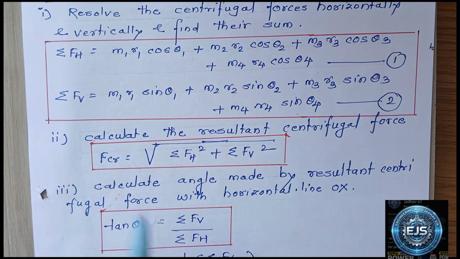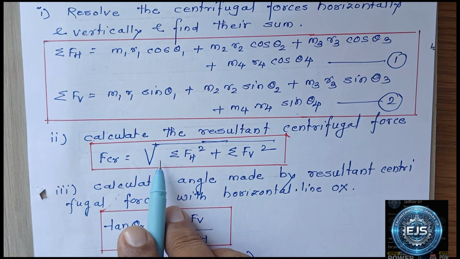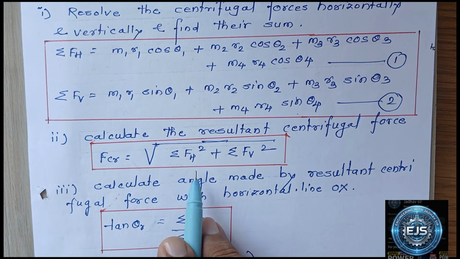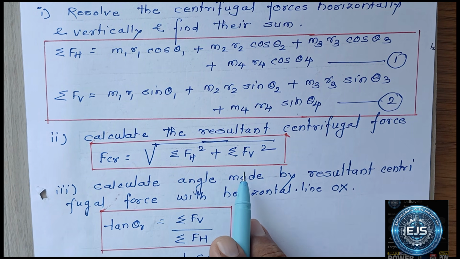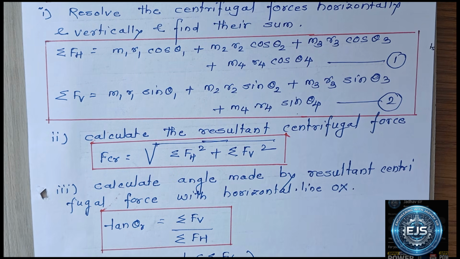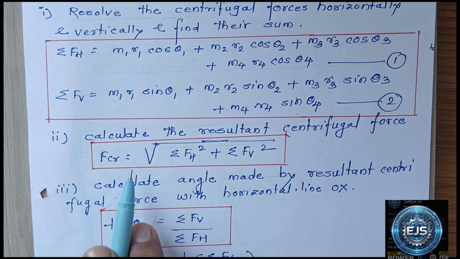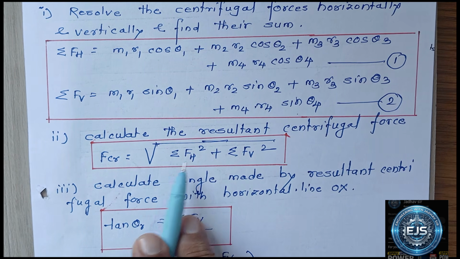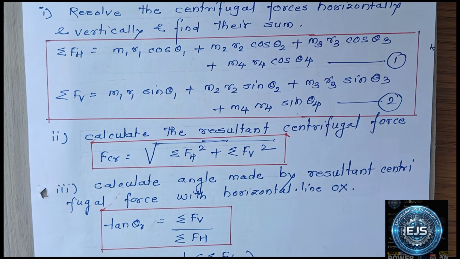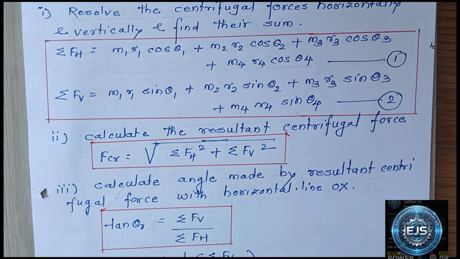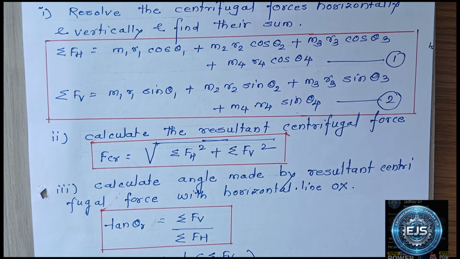So FCR is nothing but the resultant centrifugal force, and that is calculated as root of sigma Fh square plus sigma Fv square. So calculate the resultant centrifugal force by this formula: FCR is equal to root of sigma Fh square plus sigma Fv square. This gives us the magnitude of the resultant centrifugal force.